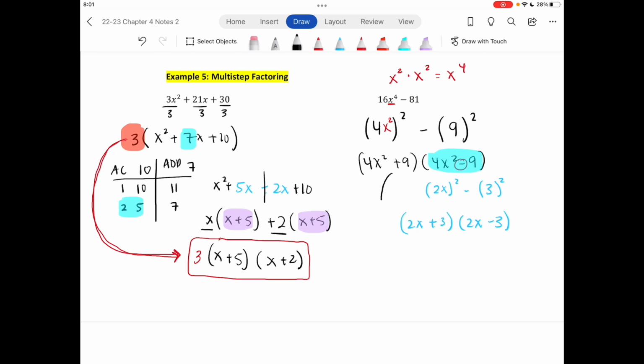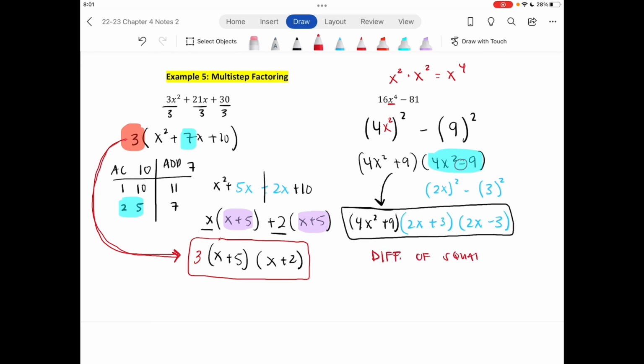But we need to bring down our first set of parentheses because it's still there. We're still multiplying by 4x squared plus 9. Now we're just going to have 3 terms in our factored expression. And with this problem, what we did is we used our difference of squares, but we just had to use it 2 times.